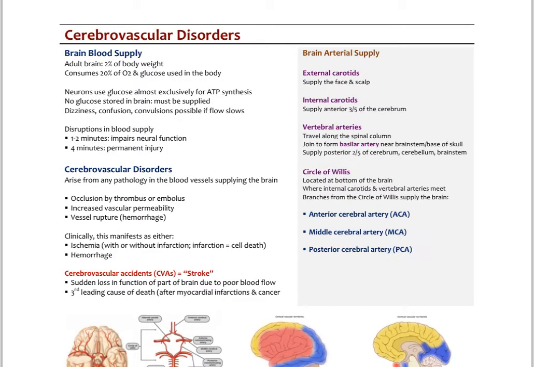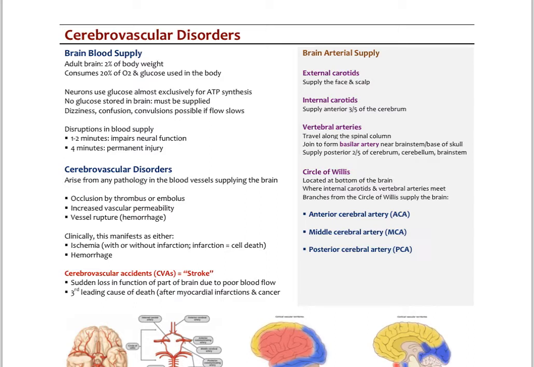Okay, we already examined the blood flow to the brain and the brain sections, but just to quickly review, the adult brain is about 2% of the total body weight, but it consumes about 20% of all oxygen and glucose used in the body. And neurons use glucose exclusively for ATP synthesis. No glucose is stored in the brain, unlike muscle and liver, so the brain has to be constantly supplied with glucose. Any disruption of that will result in dizziness, confusion, even convulsions if that flow of glucose stops.